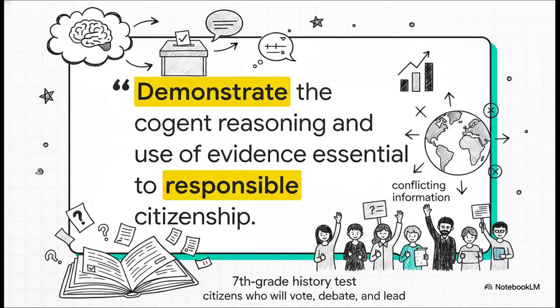So why does all this matter? Well, our educational framework presents a really powerful philosophy. It states that students should, quote, reflexively demonstrate the cogent reasoning and use of evidence that is essential to responsible citizenship. Mastering these tools isn't just about passing a 7th grade history test. I promise you it's not. It is vital for your life outside the classroom. You guys are the citizens who are going to vote, debate, and lead in this democracy, and you absolutely need to be able to navigate a world that is just full of conflicting information.